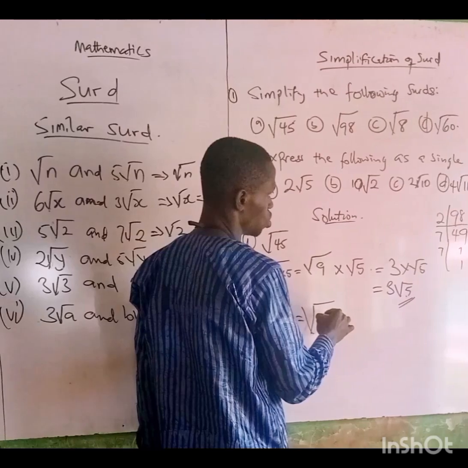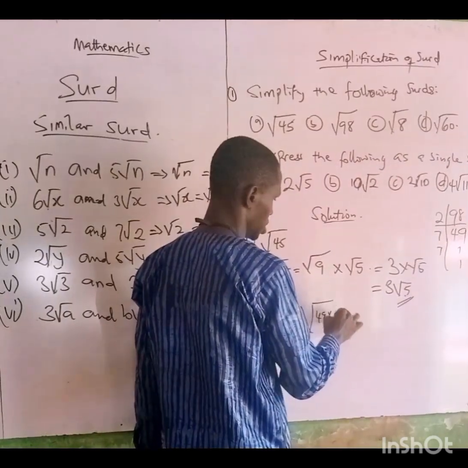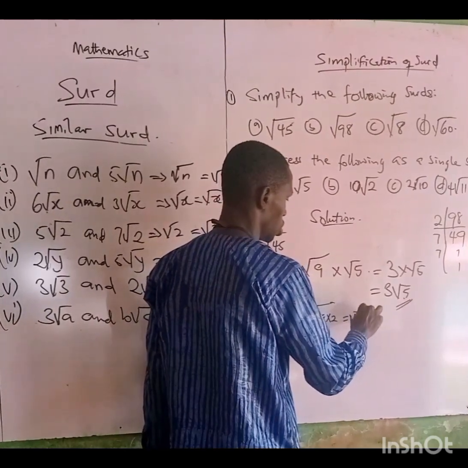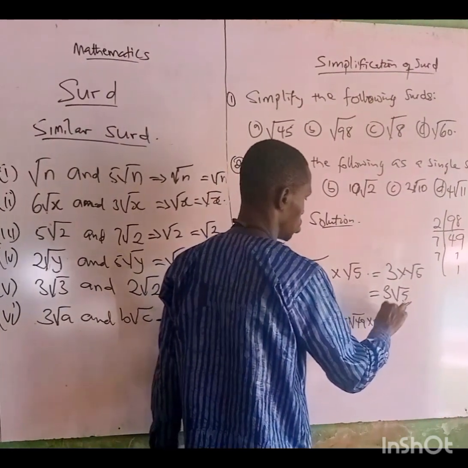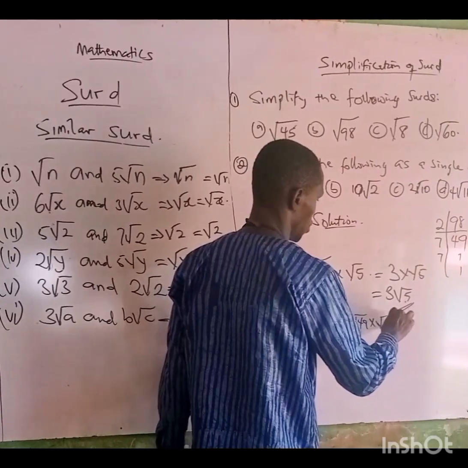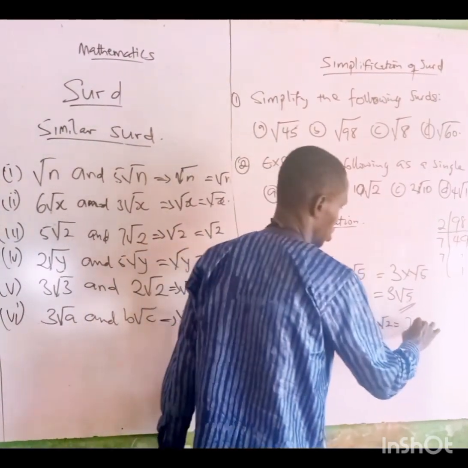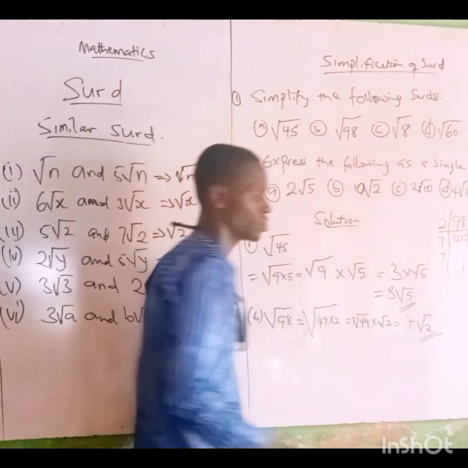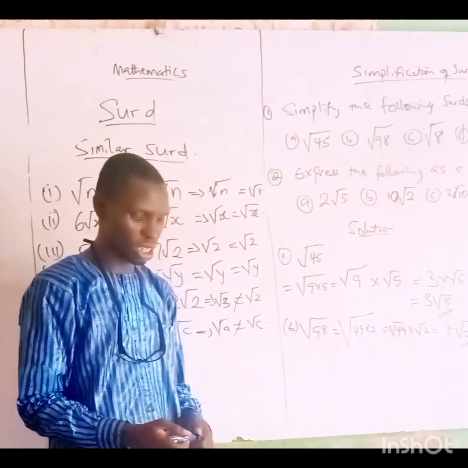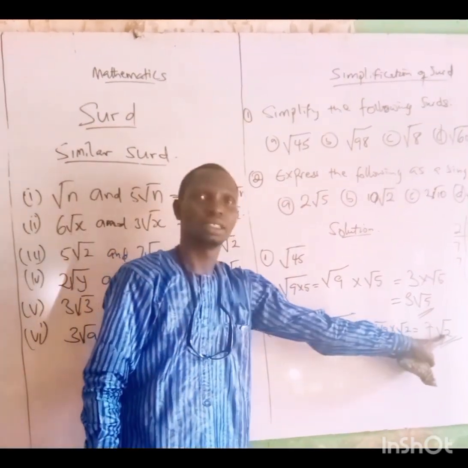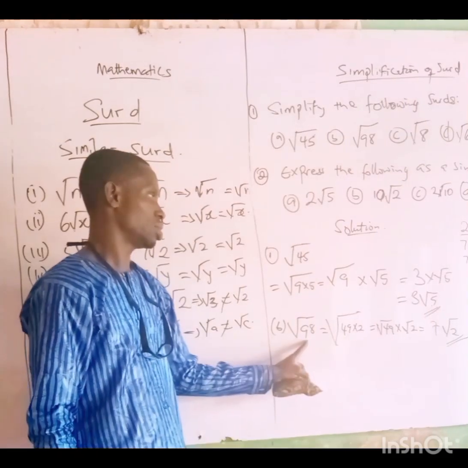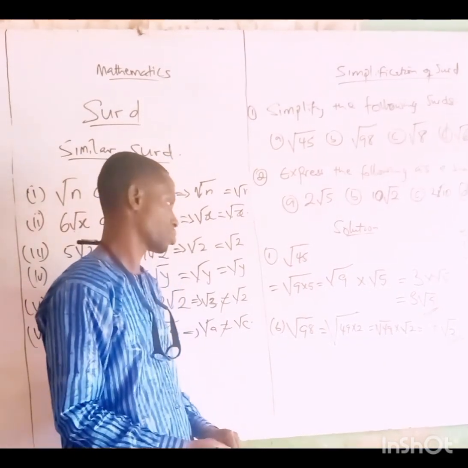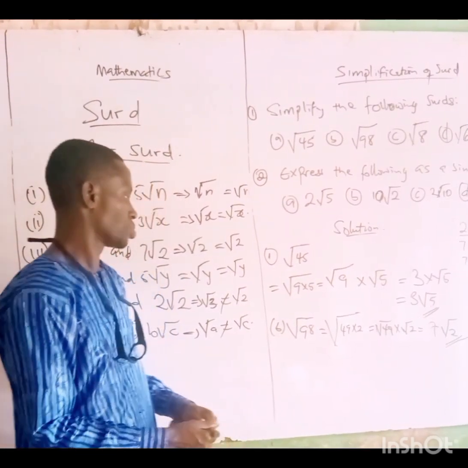You first of all have root 49 times 2. That will give us root 49 times root 2. So you have root 49, which gives us 7, times root 2, as 7 root 2. You can see that the number under the root has become simplified. It's now small, while this one is bigger. That is why we call it simplification of surds.